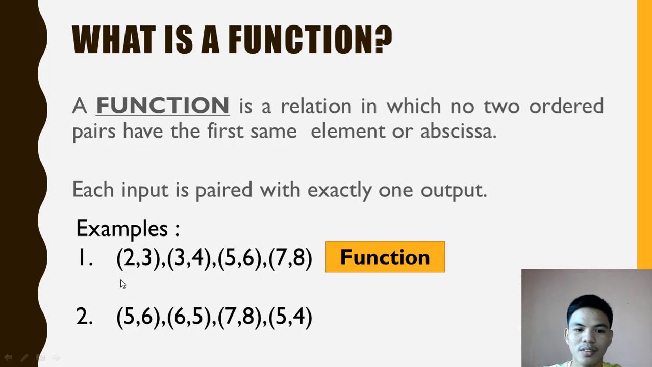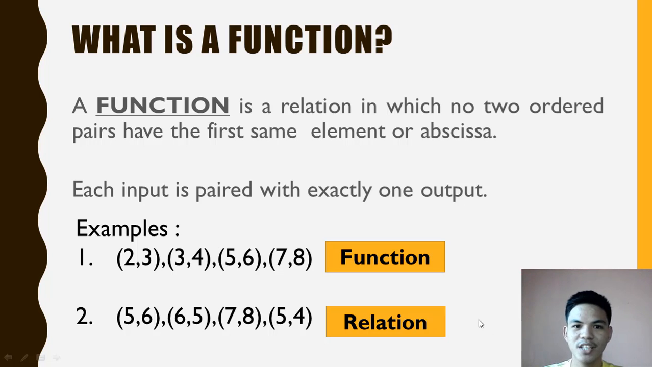And for example number 2, let's identify the domain. We have 5, 6, 7, and 5. And the range, we have 6, 5, 8, and 4. Since the number 5 in the domain has been repeated, it is no longer a function. Instead, it is called a relation. So again, there should be no repeated first element or abscissa for the relation to be classified as a function. And these examples help me to introduce to you the types of correspondence.